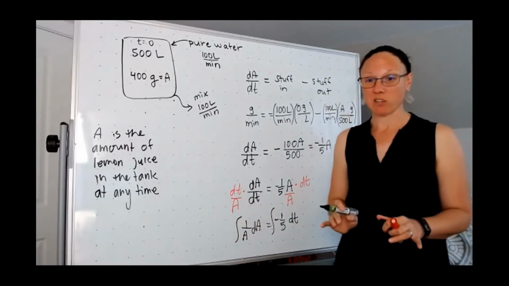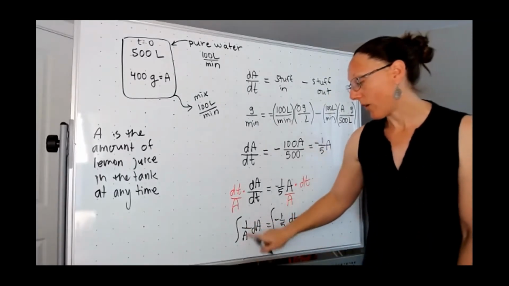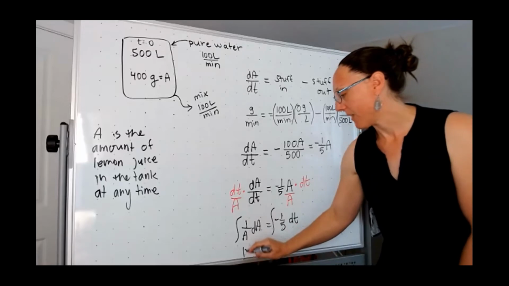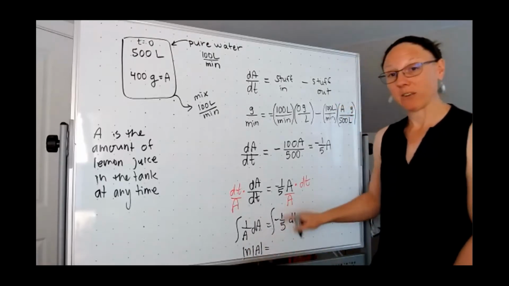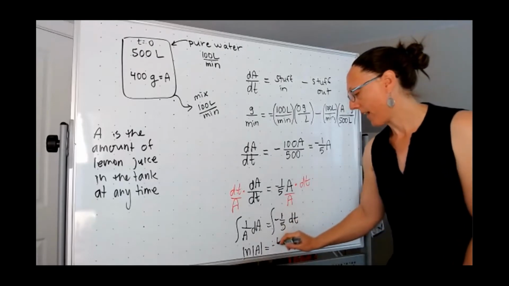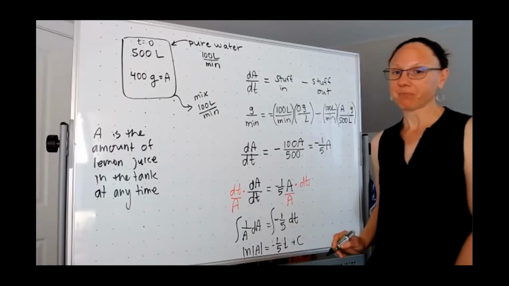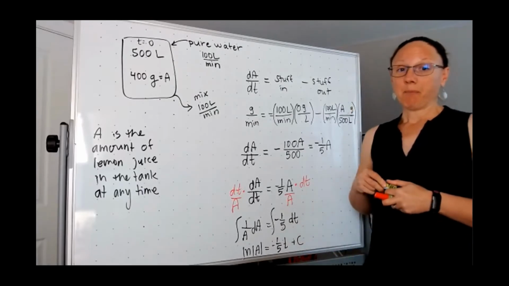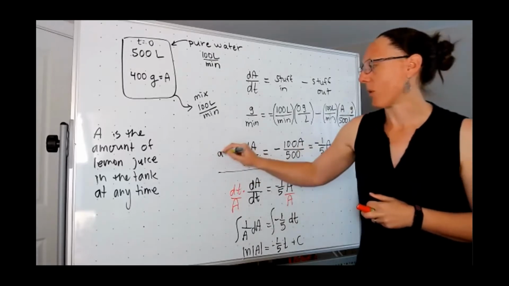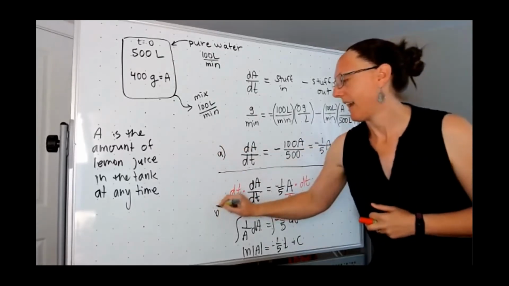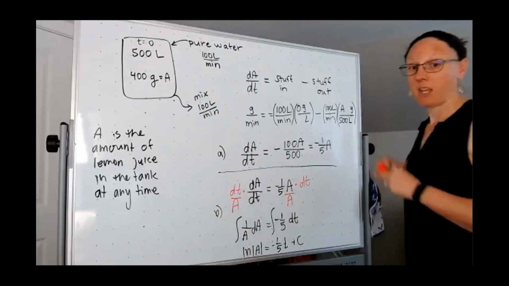And both of those are ready to integrate. I don't need to use substitutions or anything fancy. I'm just going to go for it. When I integrate 1/A with respect to A, I get natural log absolute value of A. When I integrate -1/5 with respect to t, I'll get -1/5 t plus a constant. Oh, by the way, sorry, I should have paused here, but that answered part A of my question. And now I've moved on to part B, which asked us to solve the differential equation.